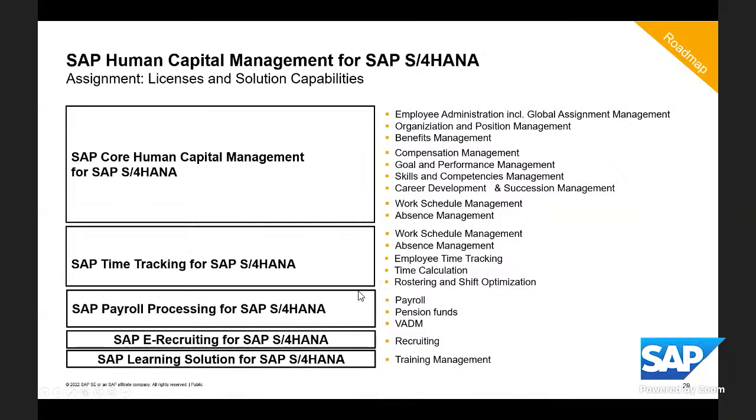Payroll for sure is running all the payroll, including all the country versions. So all the 58 country versions, there's also no change at all. They are available in S4HANA as well, including the pension funds, the different we have for the different countries. There's a very German specific for public sector that's included as well. And for e-recruiting and learning, for sure, recruiting and training management.